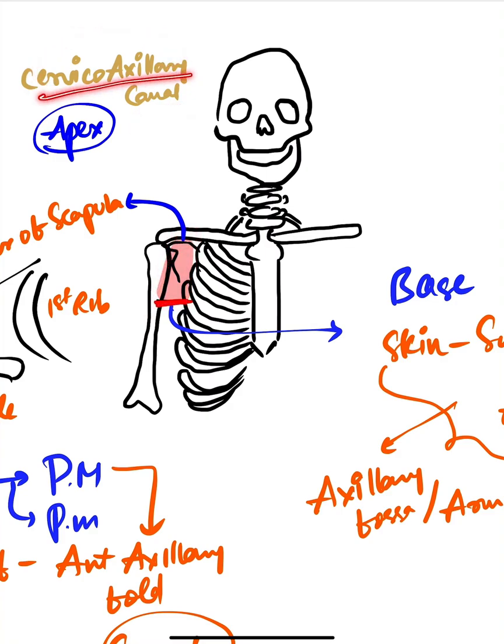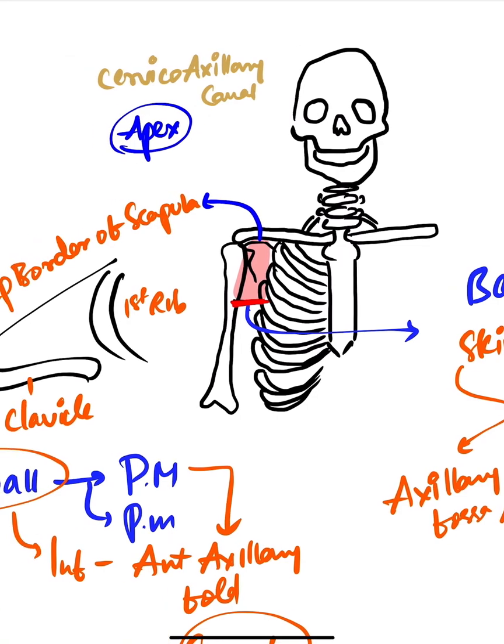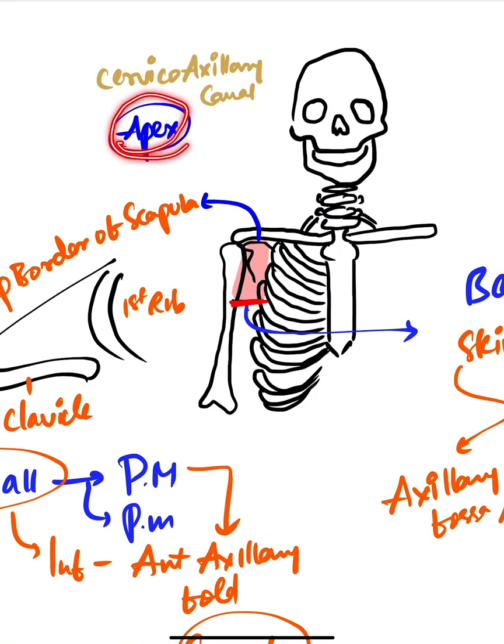Why cervico-axillary canal? Because there are some structures that come from the neck to the axilla, and some structures leaving the axilla and entering the neck. Therefore this apex is called the cervico-axillary canal. Now let us talk about this apex in detail. In order to know about the apex, you need to look from the top view.